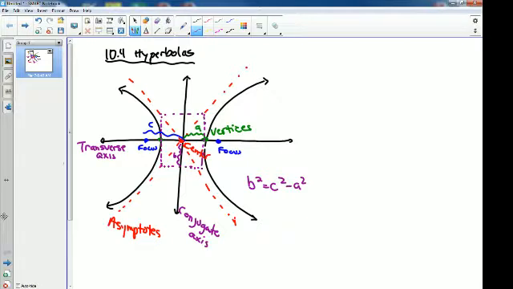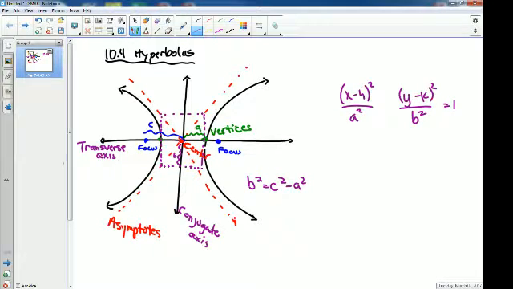Transverse, you can see how these are pointing in the x direction, that's transverse. Conjugate is the opposite way, right? In this case, the hyperbola is reflected around, going towards the y-axis. Whatever way the branches are pointing, that's the transverse axis.